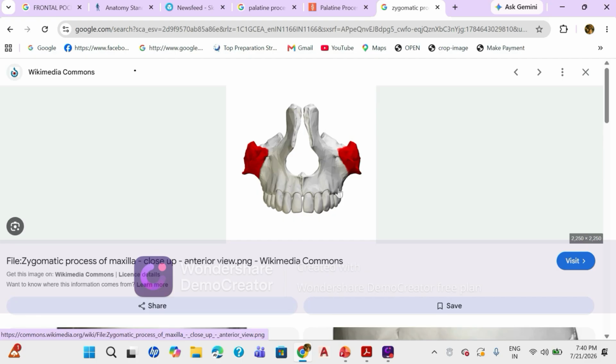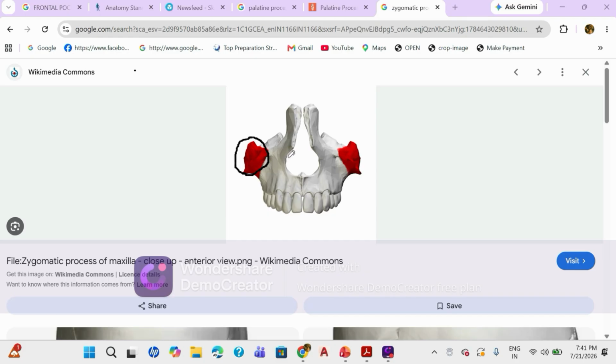Then we have the zygomatic process of the maxilla. Basically, this red portion is the zygomatic process, a pyramidal lateral projection on which the anterior, posterior, and superior surfaces of the maxilla converge. The anterior, posterior, and superior surfaces converge on the zygomatic process.